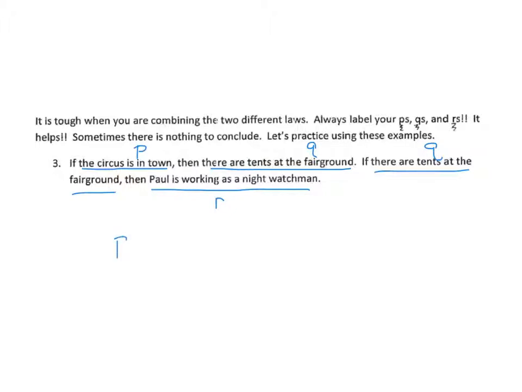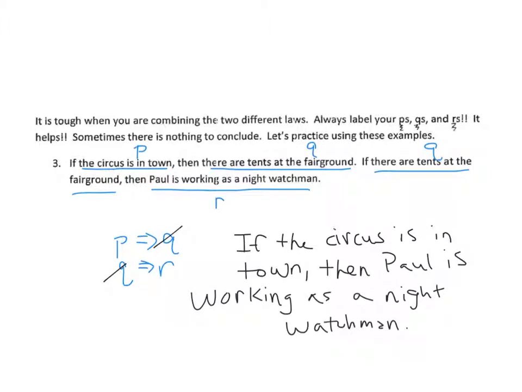So I have P implies Q. I have Q implies R. This is the law of syllogism. I can basically bypass these Q's. So I'm going to write it out. Okay, I wrote it out. If the circus is in town, that was P, then Paul is working as a night watchman. That's R. I got rid of the Q. Don't need it.